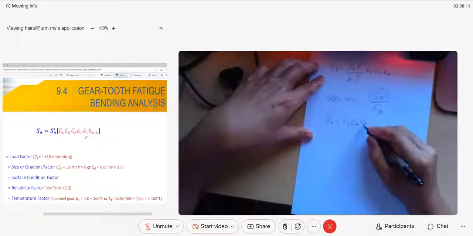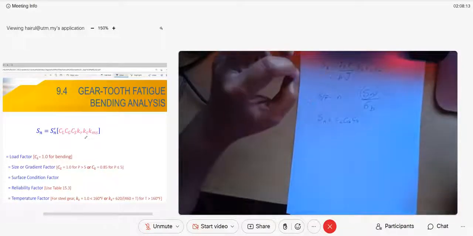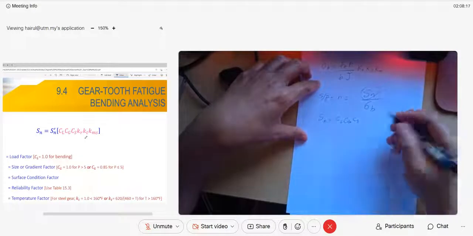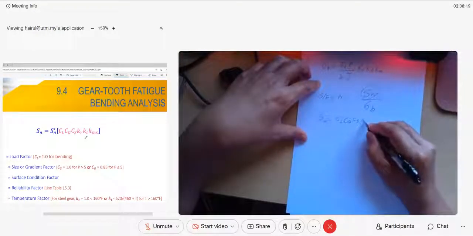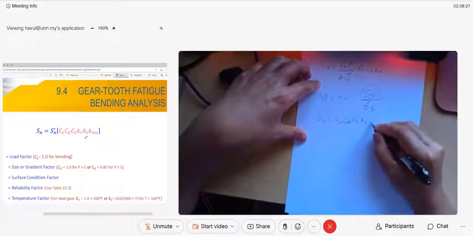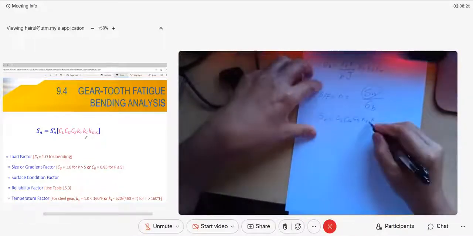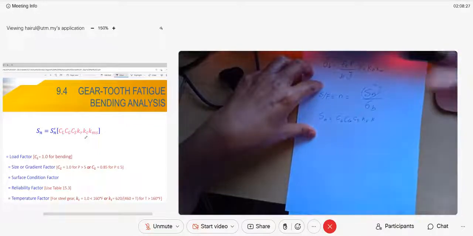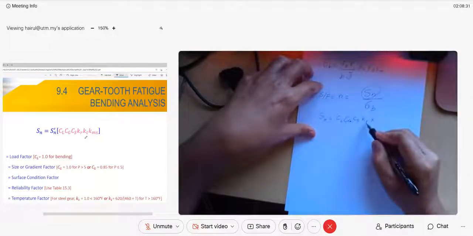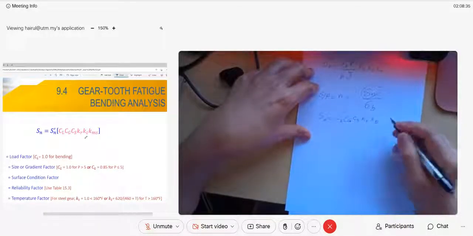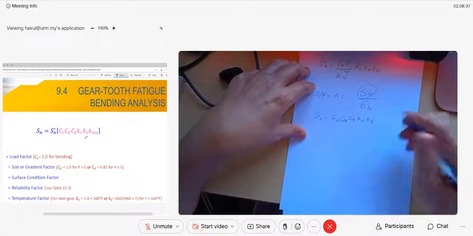Size factor is the same, but we don't have CT and CR; they are replaced for gears by KT and KR. KR is the reliability factor, KR for gear instead of CR. KT is the temperature factor, same as for a shaft. We use tables, but not the table from chapter 8. KR, the reliability, is from the table in chapter 15. KT, the temperature, is also from the table in chapter 15, not chapter 8. Chapter 8 is quite thick, right?